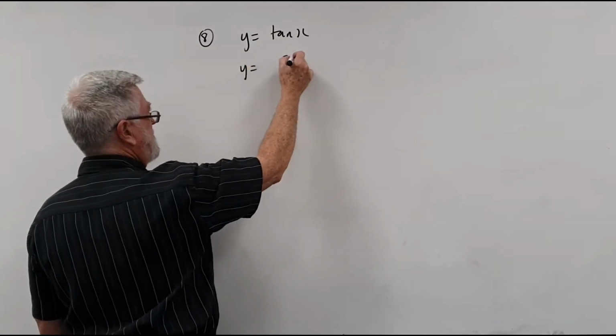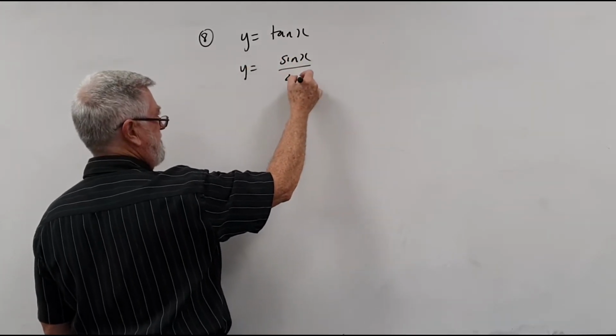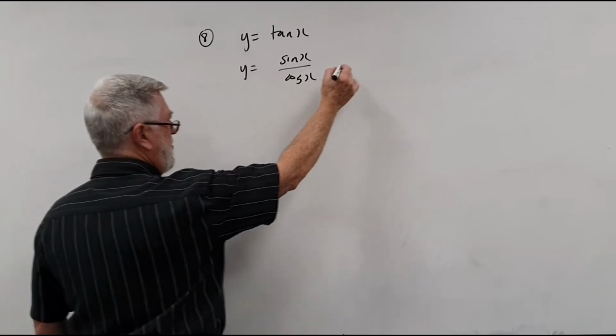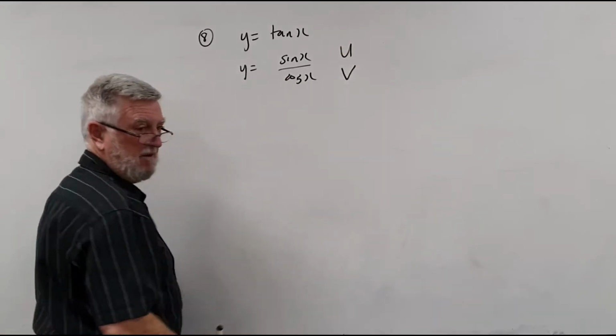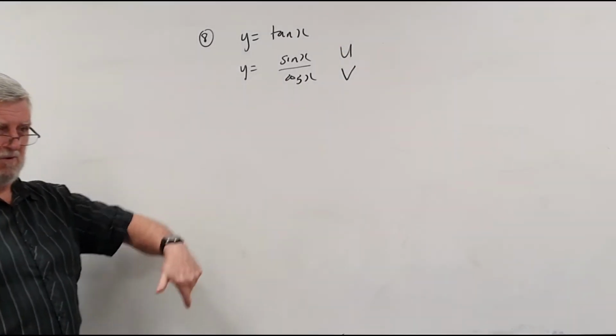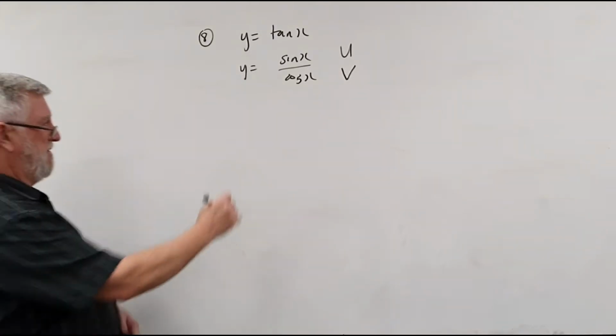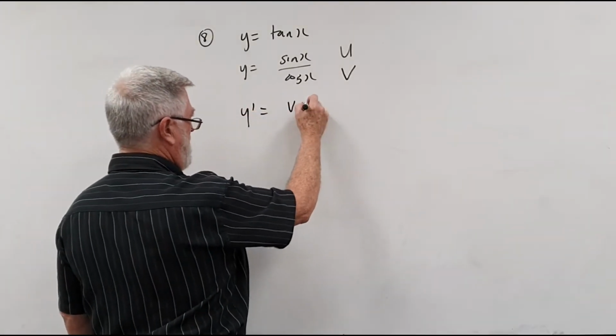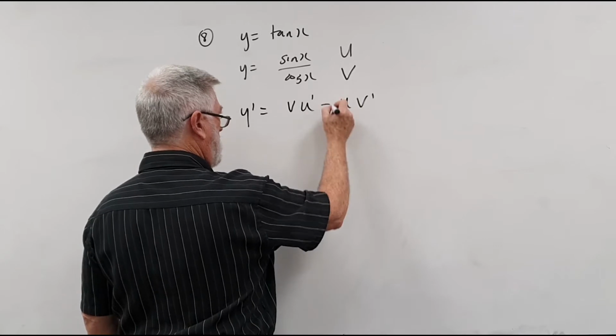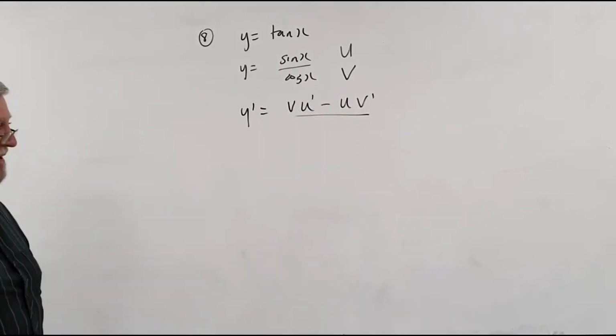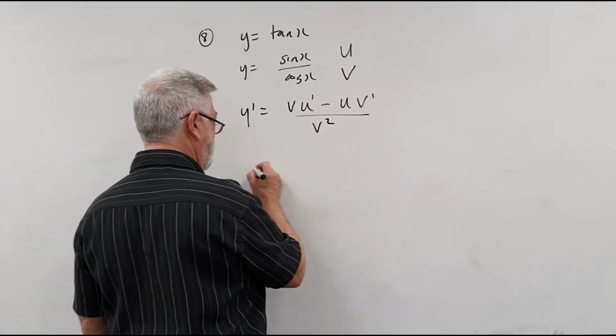So we know we can write that as sine x on cos x. We call that u, and we can call that v. There's an x on the top and an x on the bottom, so it's a function on the top and a function on the bottom. So it's v, u, v with the dashes and a minus. Gotta remember to divide by v squared.